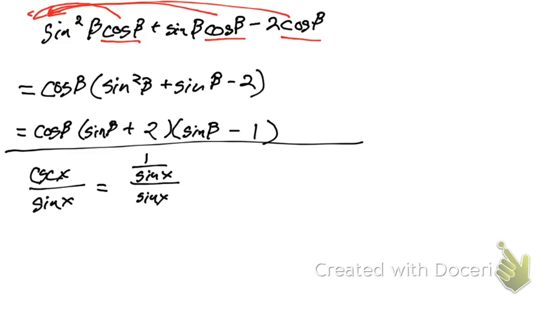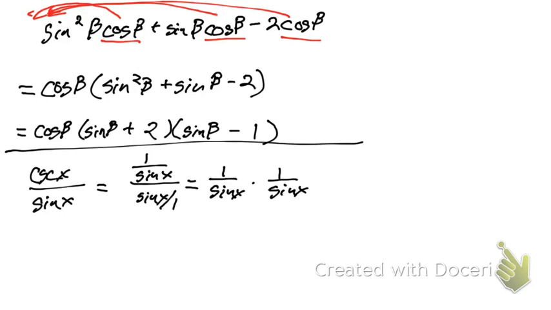Yeah. All right, to do that division, you're going to keep, change, flip, which would be 1 over sine x. Well, remember your denominator is actually sine x over 1, so it'd be 1 over sine x times 1 over sine x, which equals 1 over sine squared x, which is going to be cosecant squared x.